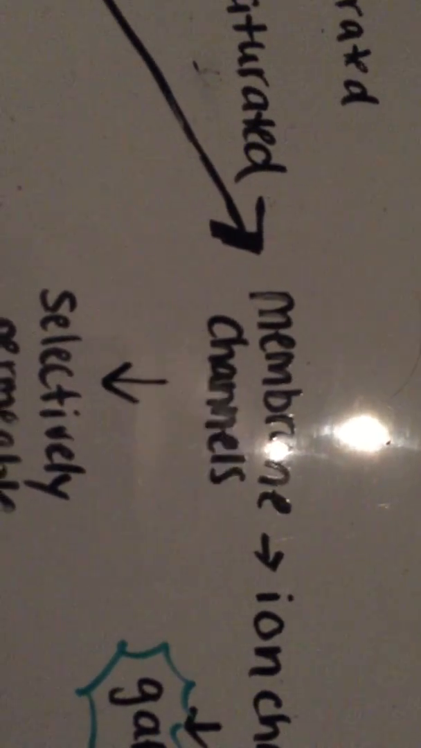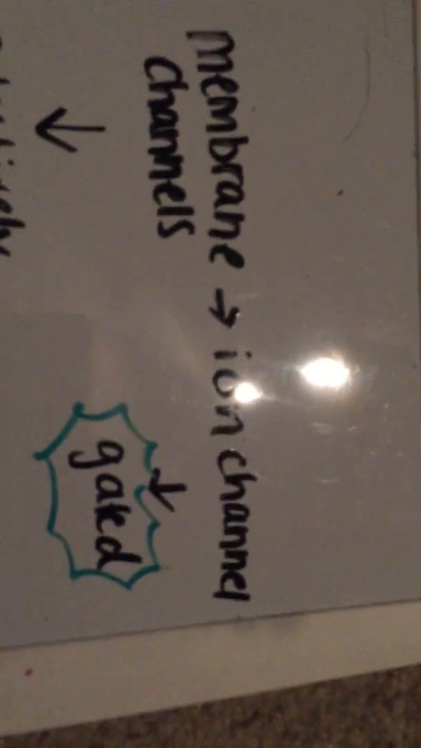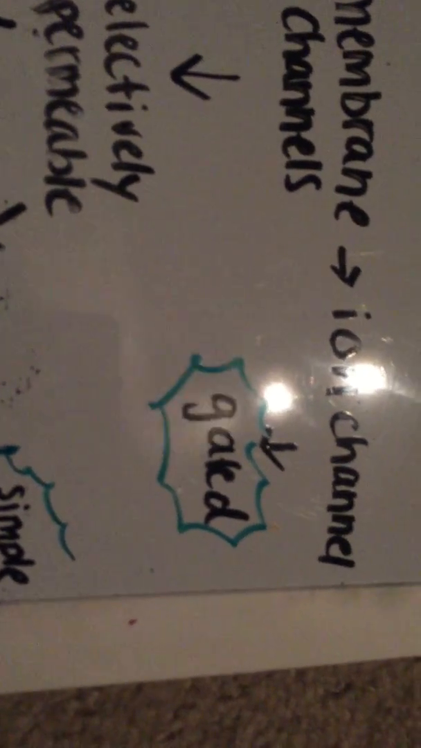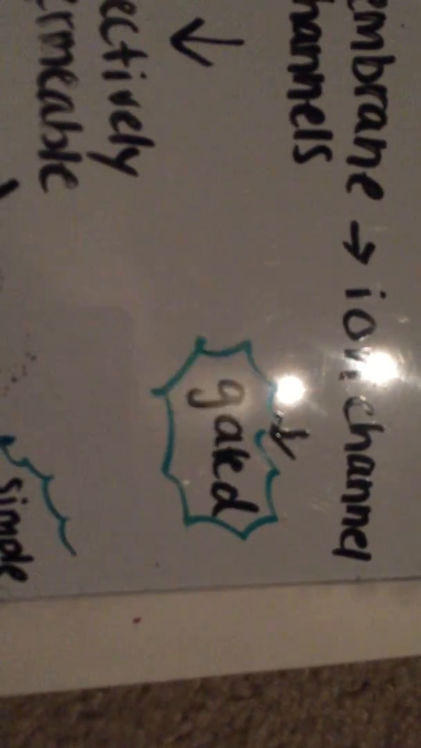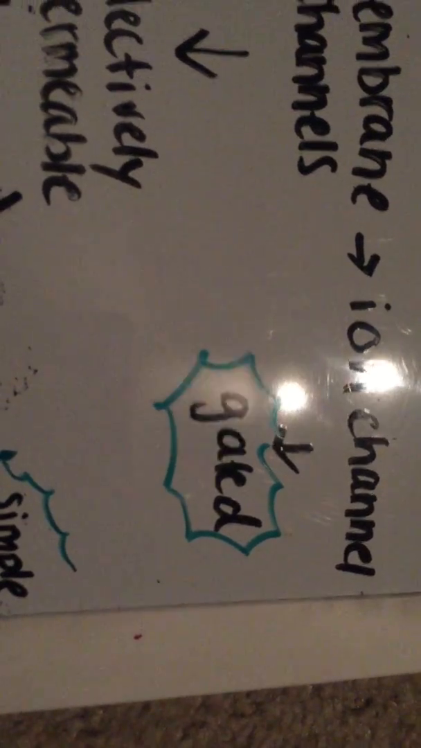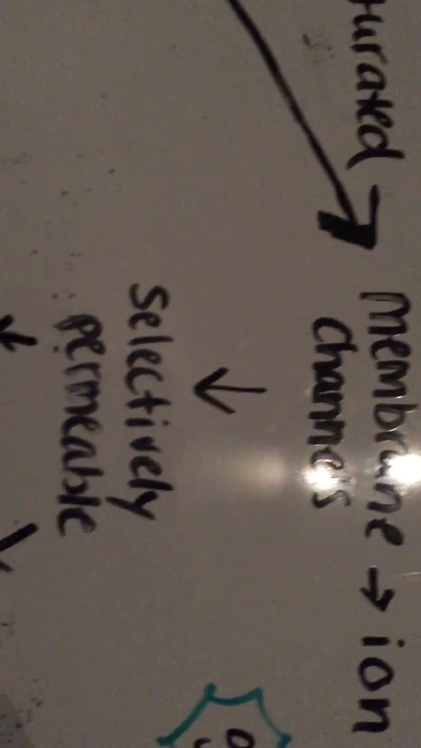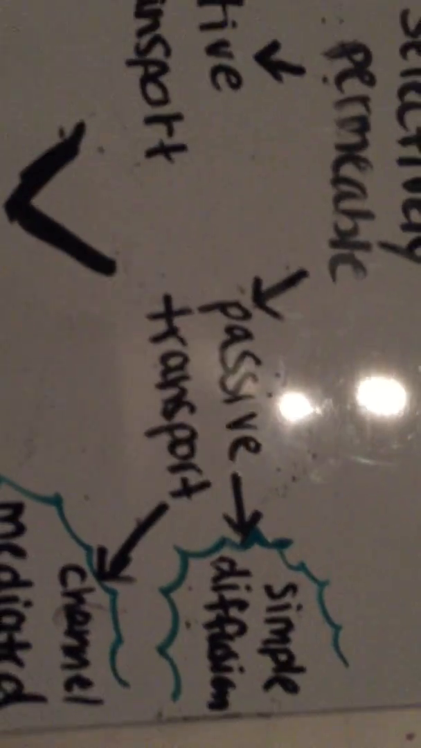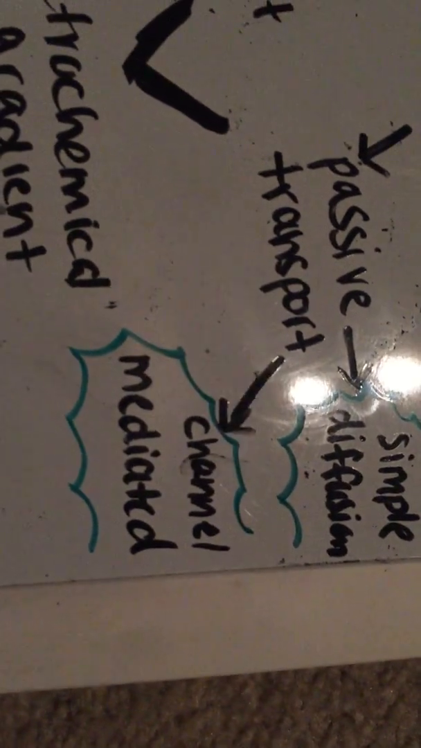And speaking of access, we'll go over here and we'll see that the plasma membrane has membrane channels, such as the ion channels, which are gated, like the gated ion channels, which only allow flow through one way and limit the amount that can come through. Membrane channels are selectively permeable, which means they only allow what they want to come into the cell through active or passive transport. And some examples of passive transport are simple diffusion and channel-mediated passive transport.